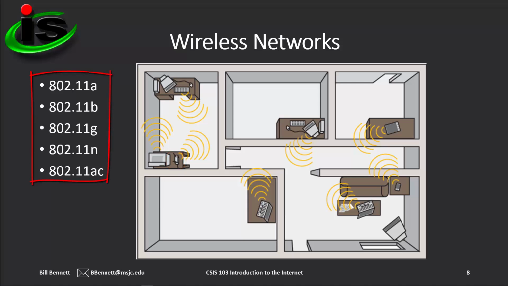On the left of the figure, you can see there are specifications for various wireless network standards. 802.11a, 802.11b, 802.11g, 802.11n, and 802.11ac. They're ordered by speed, from slowest to fastest, and by order of release, from oldest to newest.